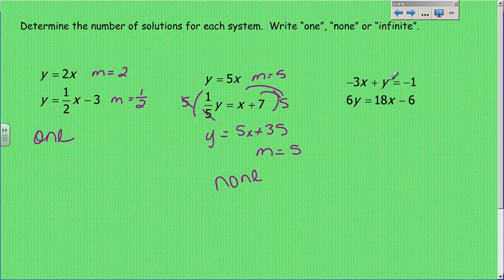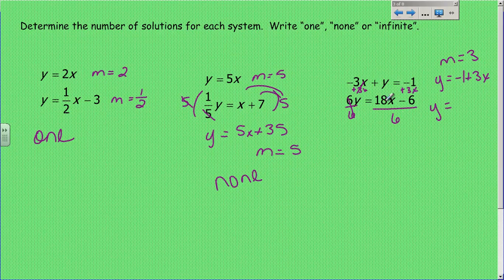For this equation right here, to get y by itself, I'm just going to add 3x to both sides. And when I do that, this equation becomes y equals negative 1 plus 3x. And the slope of that line is 3 because that's the number in front of the x. Now for the bottom one, to get y by itself, I've got to divide everything by 6. So this becomes y equals 18 divided by 6 is 3, so it becomes 3x minus, and 6 divided by 6 is 1. So now I have 3x minus 1, and the slope of this line is also 3.